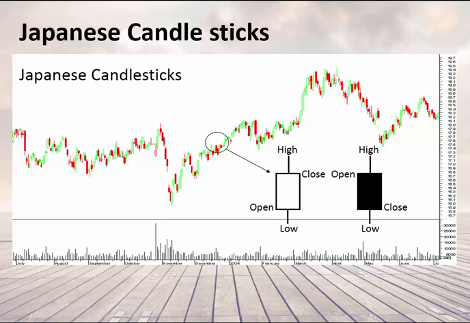So this is I guess the main difference, and it's significant in that it helps us to decide who's in control during that particular period. A white candle clearly tells us that demand is greater than supply, so for example the buyers are in control, and a black candle, the one on the right, tells us that supply is greater than demand, i.e. the sellers are in control. Just want you to think about that for the moment, the concept of demand and supply.